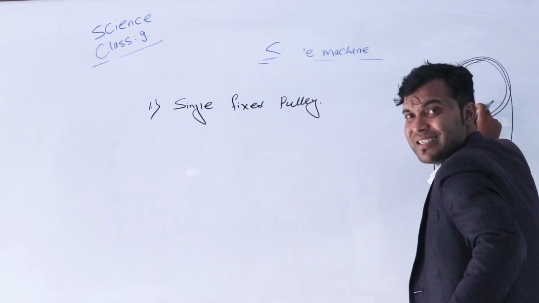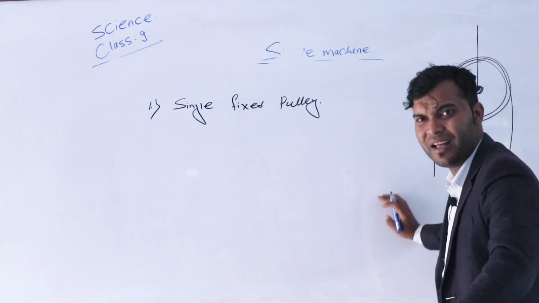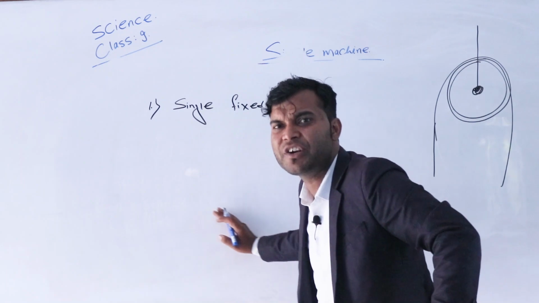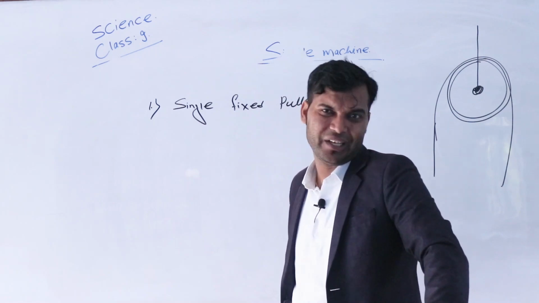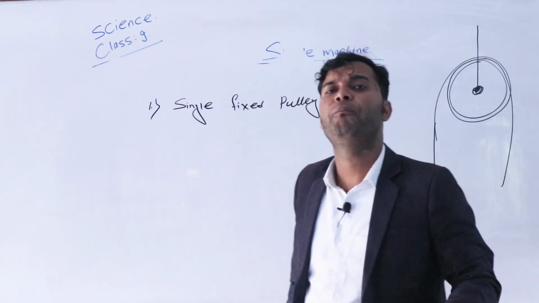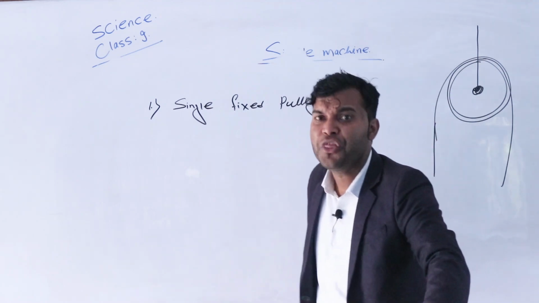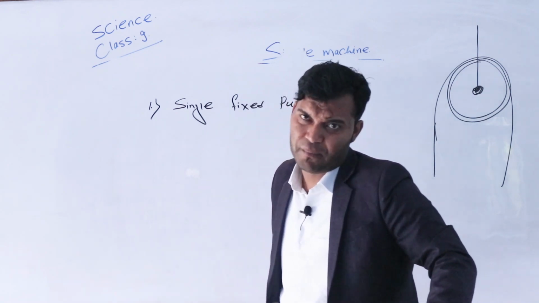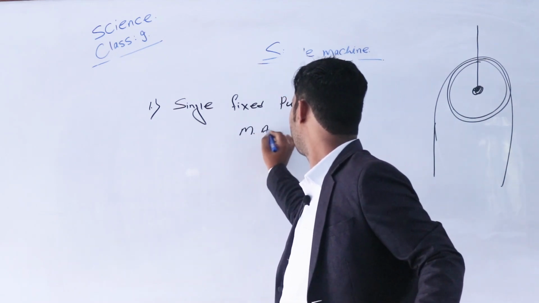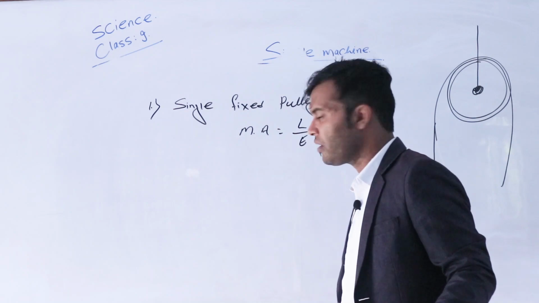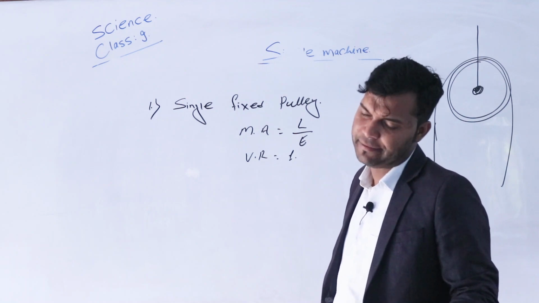This is the single fixed pulley, and it is fixed at a point. Such a type of pulley, which does not move with the load, is called the single fixed pulley. Isn't it? In a pulley system, the number of pulleys connected is called the VR. VR is the number of pulleys contained in the system. MA is equal to load upon effort. VR is equal to 1 because it contains only one pulley.